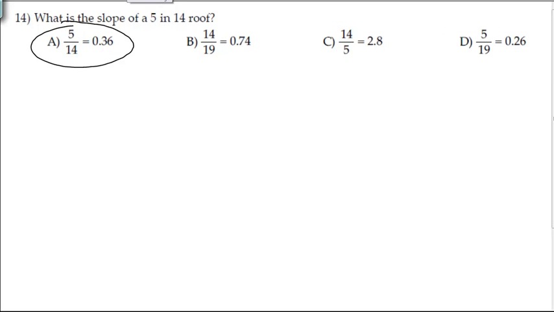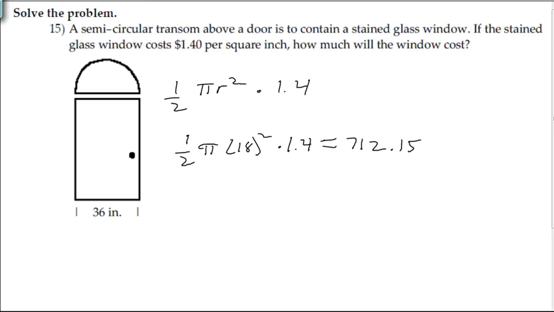14, slope of a 5, so it's just rise over run, 5 over 14, so it's A. 15, find the area, which is pi r squared, this is the area of a circle. We're going to have stained glass up here, but we have half a circle, so we just take half of that and then take it times the cost per square inch. So it's $712.15. And then remember the radius is just half of 36, so it's 18.